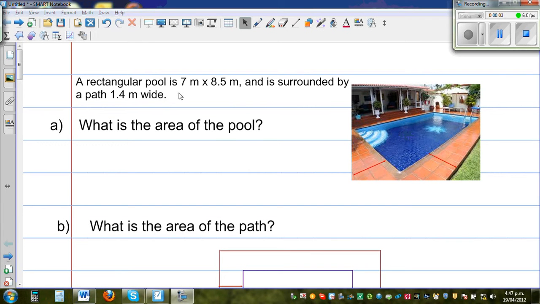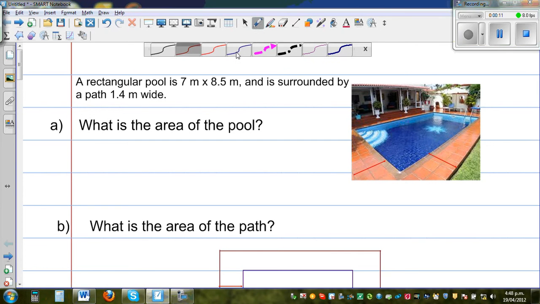A rectangular pool is 7 meters by 8.5 meters and is surrounded by a path 1.4 meters wide. Now this image I got from Google. So what they're saying is, this is say the length. Okay, this seems to be longer, so let's say this is 8.5 meters and this is 7 meters. And there's a path which is 1.4 meters all around the pool.